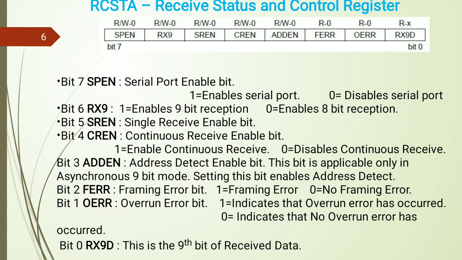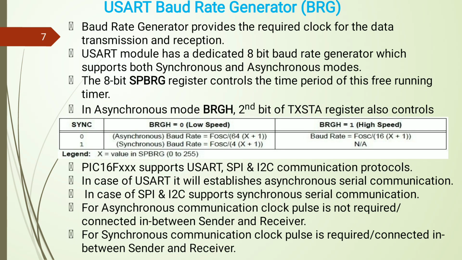So after that we discussed one register which is used to select the baud rate for mostly asynchronous type of serial communication. So the baud rate generator register, BRG register, is used to decide the baud rate, and the value of baud rate which is to be selected is stored in SPBRG register. SPBRG is an 8-bit register and BRGH is a single bit in which we have to select the low baud rate or high baud rate.